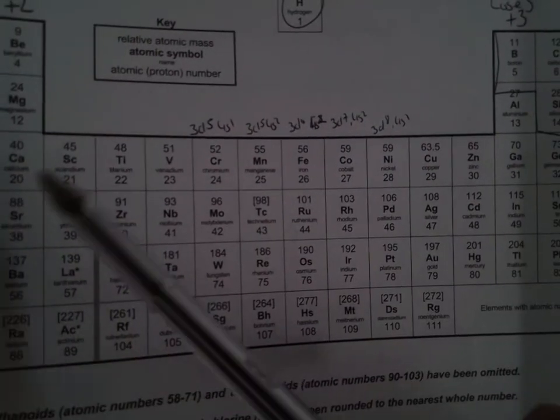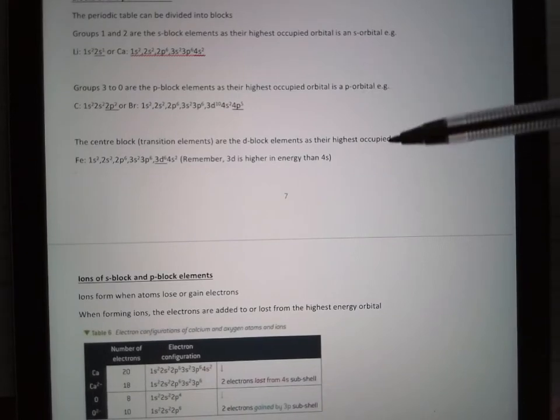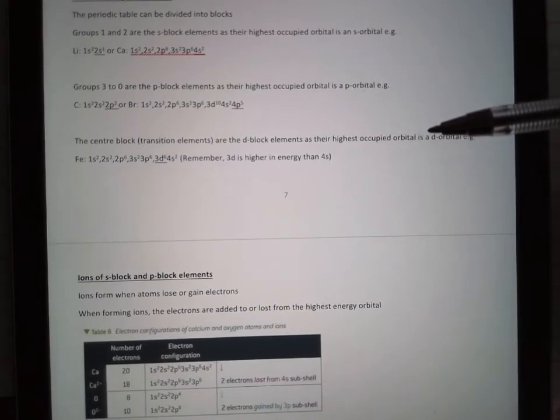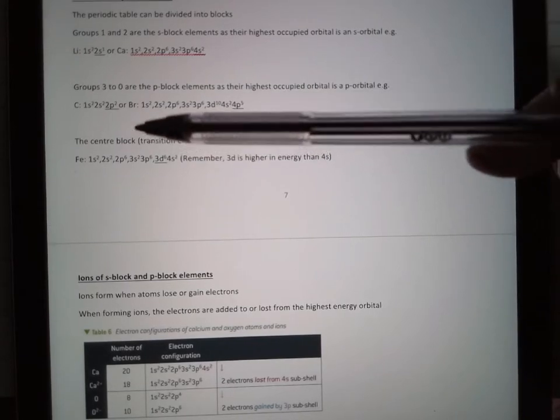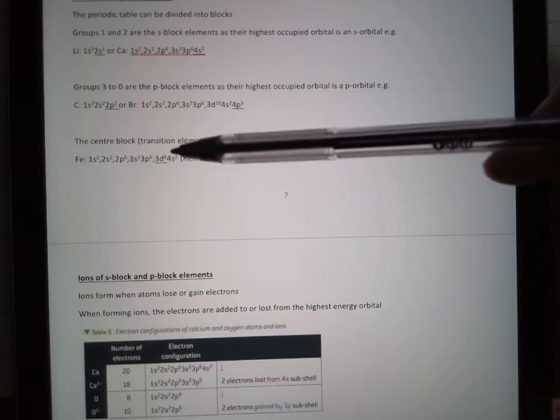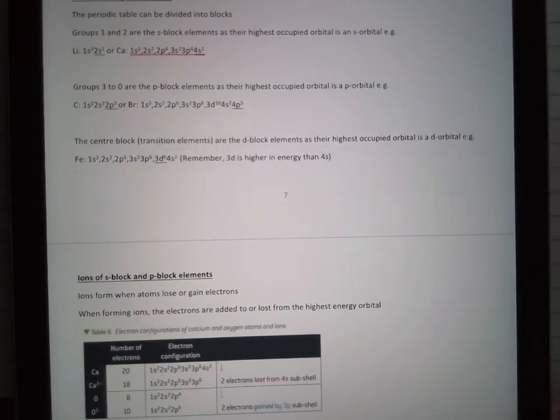And then you have your transition metals, this group here, which are also called the d block elements. The reason they're called the d block is, again, because their highest energy orbital is always a d orbital. And their last electron will fill into that d orbital, making them the d block elements.